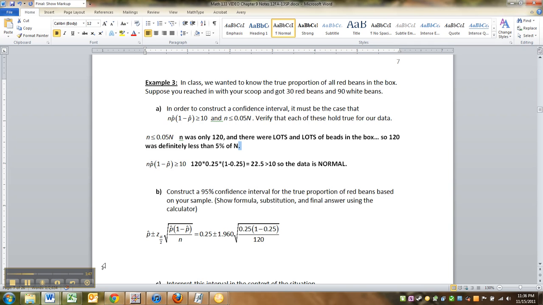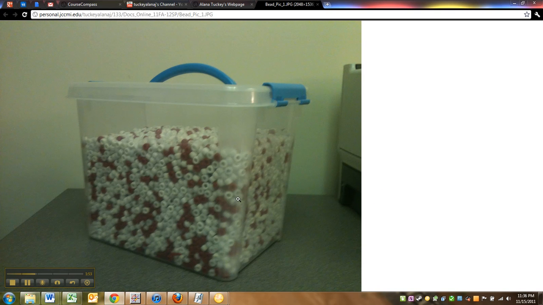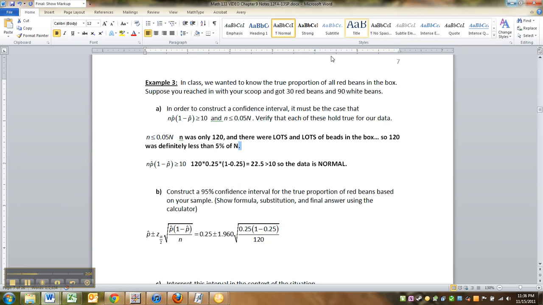So for our case, our scoop was really small, smaller than a Dixie cup, and our box is full of beads. And it's a good sized box. This is not a couple inches by a couple inches. This is a foot and a half long by a foot wide or whatever. Because that's the case, 120 is definitely less than 5% of it.